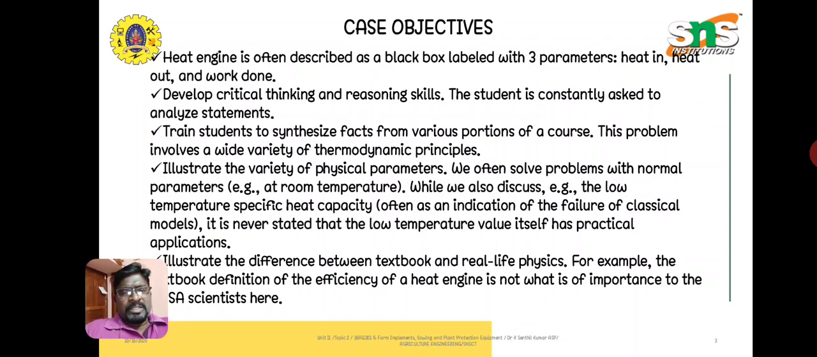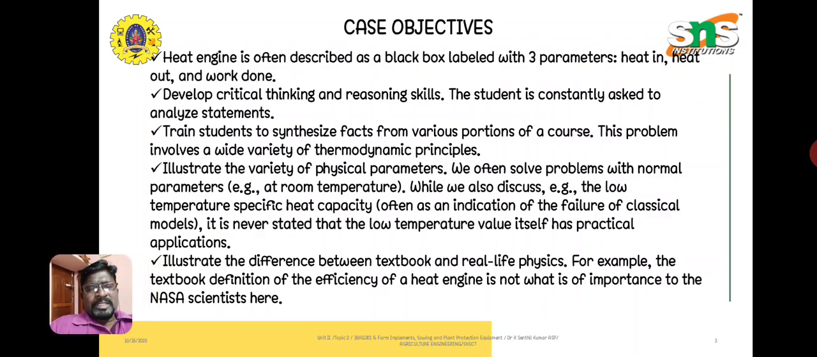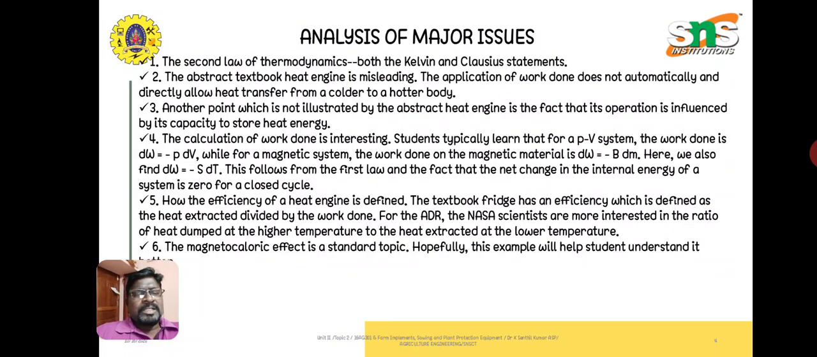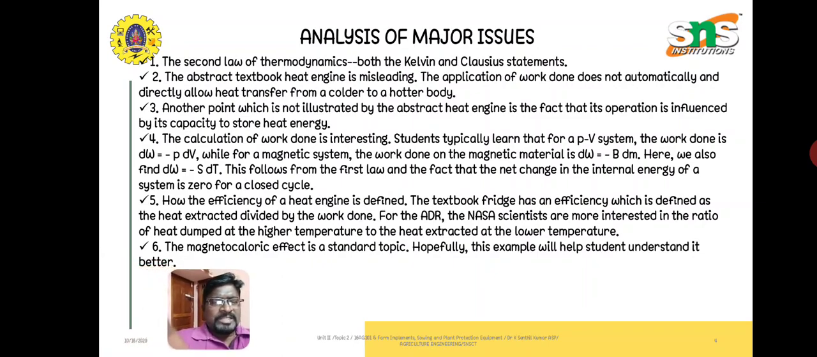For example, the textbook definition of efficiency of a heat engine is not what is important to the NASA scientist here. That means in practice it is varied. What you have studied in our class is quite different from what is there in the actual application. Next, to talk about the analysis of major issues.